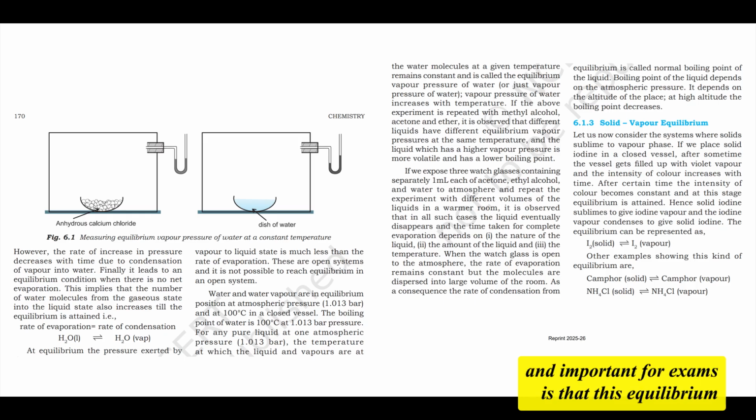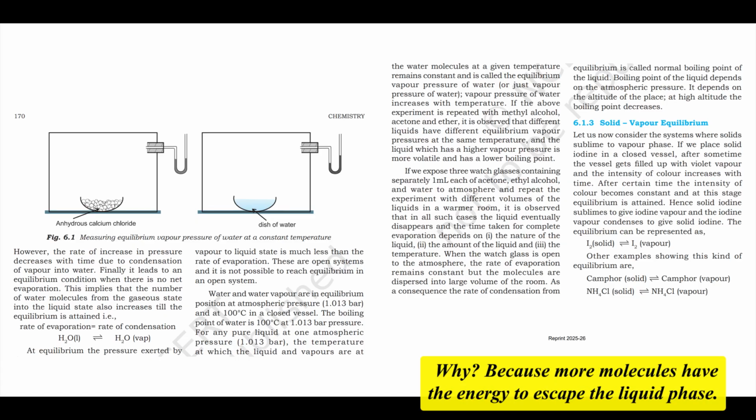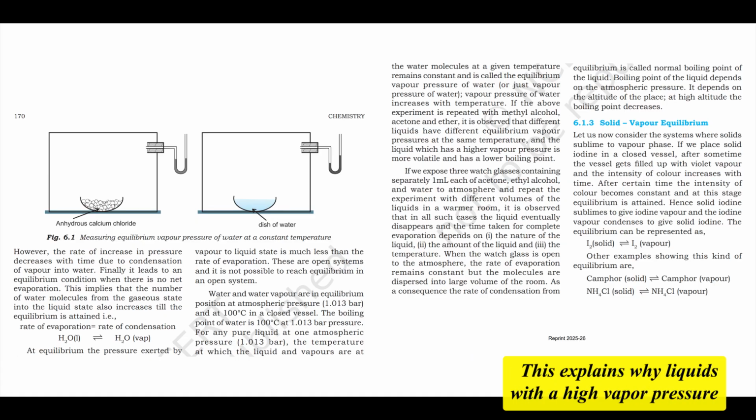What's interesting and important for exams is that this equilibrium vapor pressure increases significantly with temperature. Why? Because more molecules have the energy to escape the liquid phase. This explains why liquids with a high vapor pressure at a given temperature, like say methyl alcohol or acetone, are very volatile. They evaporate easily and consequently have lower boiling points compared to water.